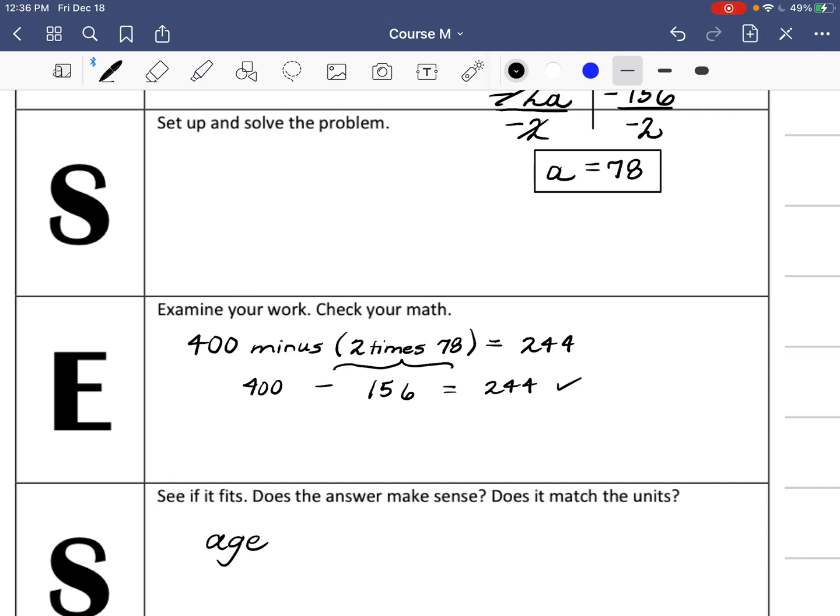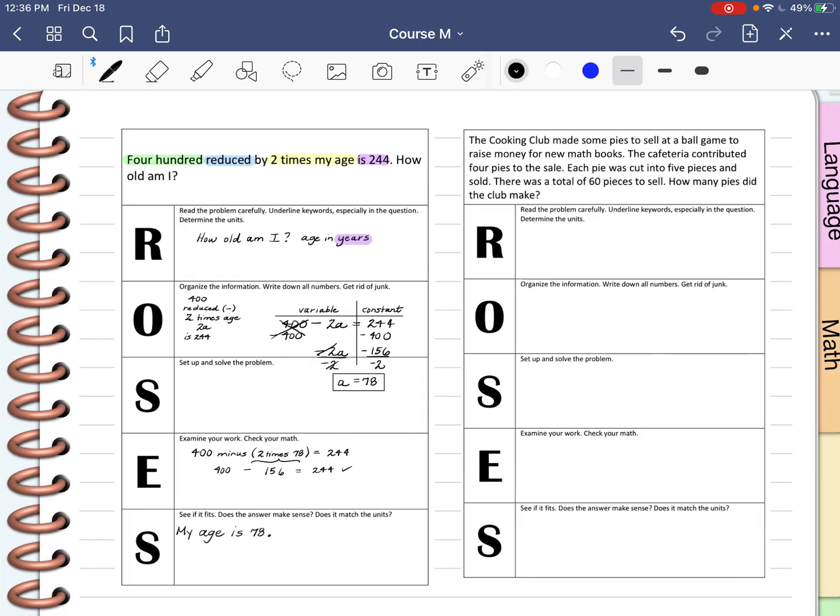And age is 78. If you want to put it in a sentence, make sure that it matches. My age is 78 years. That does match with the unit that we started with. You always want to make sure that that matches up, and it does.